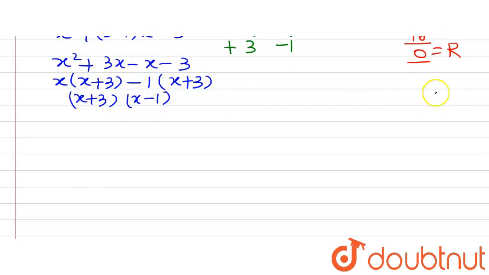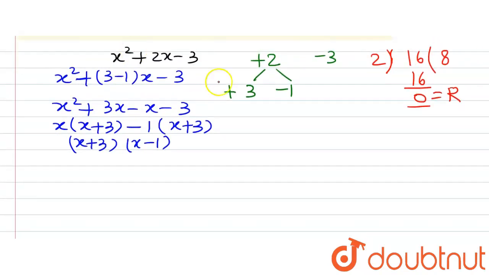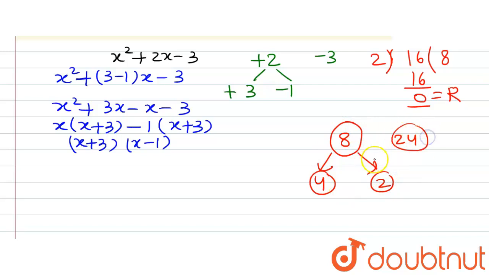So these are the two factors, because x square plus 2x minus 3 can be written as a product of these two. That means x plus 3 and x minus 1 are factors of this polynomial. Now there is one more concept we should understand: if 24 is divisible by 8, then the factors of 8, that is 4 and 2, will also divide 24. So if I am able to prove that 24 is divisible by 4 and by 2, it will mean that 24 is divisible by the product of these two, that is 8.